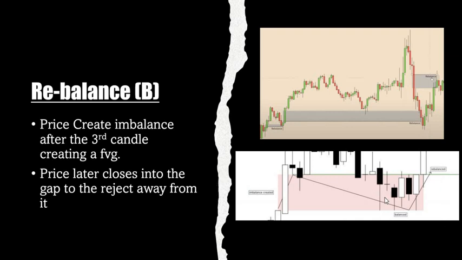Okay? So imbalance, balance, rebalance. So when the fair value gap is created, that's an imbalance. When the fair value gap is filled, that's balanced. When the fair value gap is rejected, it's rebalanced, okay? So we got imbalance, balance, and rebalance, okay?